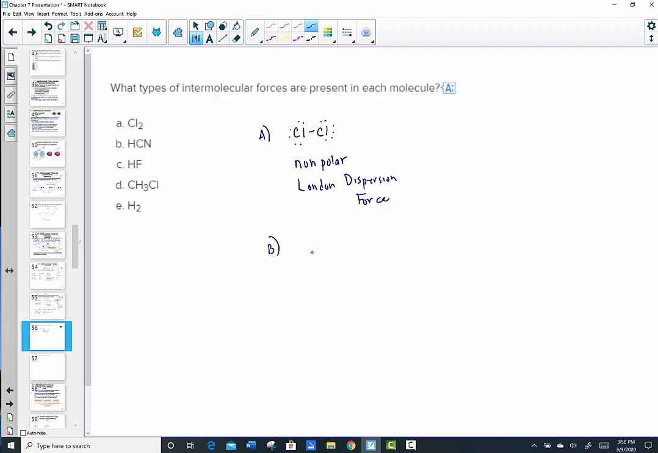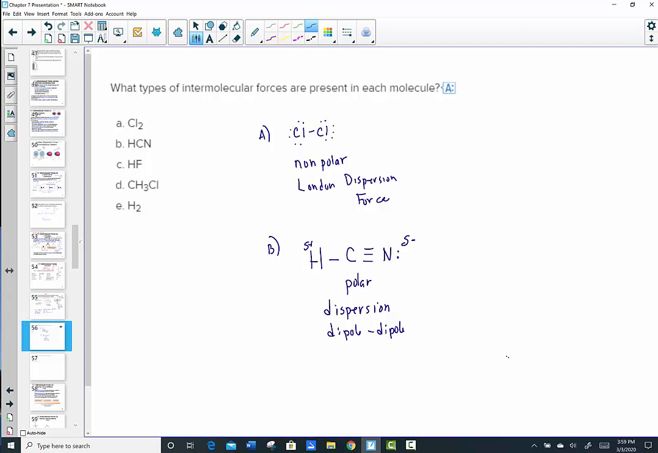How about letter B? Here you have H bonded to carbon, triple bonded to nitrogen. With that HCN, we have a polar molecule with an unequal distribution of charge, so it is polar. So all molecules have dispersion forces, that's a given. Since this is polar, it also meets the criteria for dipole-dipole. But it does not exhibit hydrogen bonding because there is no hydrogen directly attached to a nitrogen, oxygen, or fluorine.